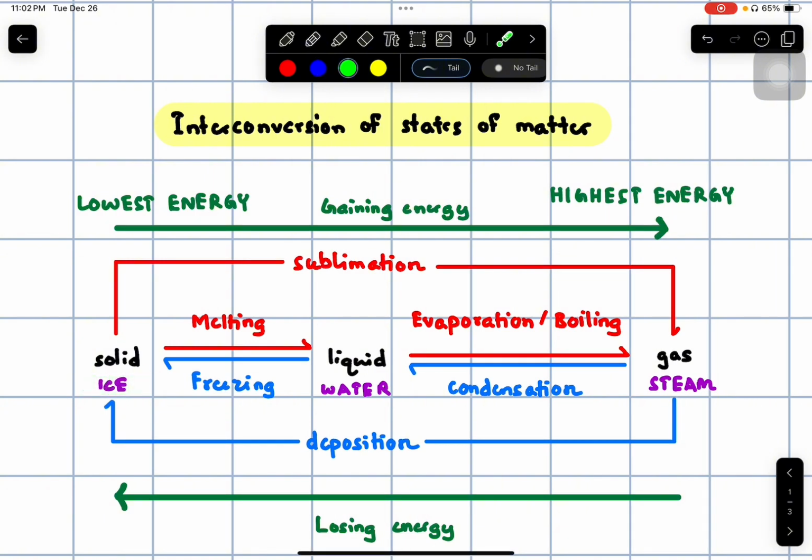Solids will have the lowest energy because only when heat energy is applied to a solid, it will become a liquid, and only when we apply heat energy to a liquid, it will become a gas. That's why gases will have the highest energy and solids will have the lowest energy. Similarly, if a gas is to become a liquid, it will be losing energy, and when a liquid were to turn into a solid, it would also be losing energy.